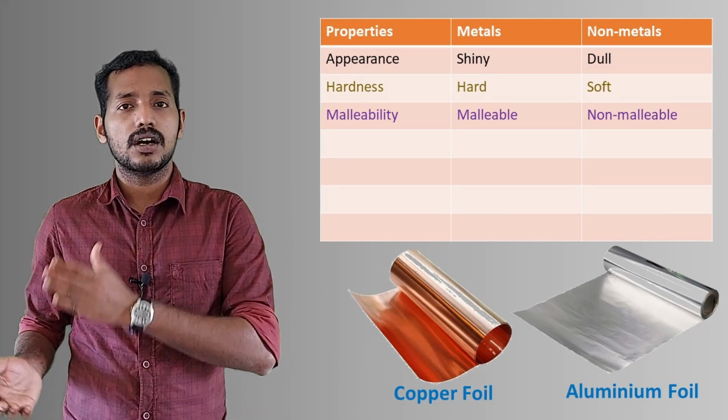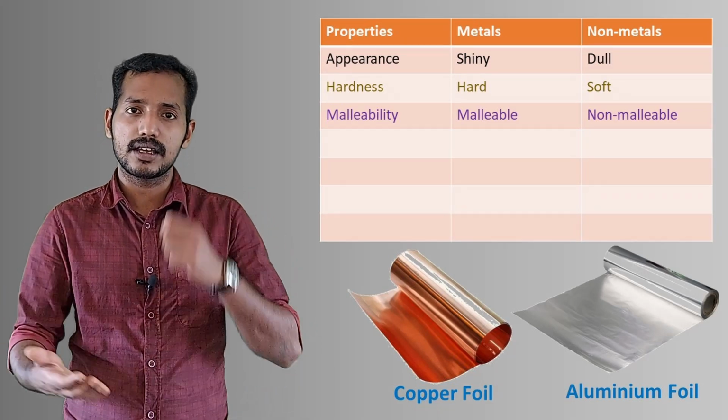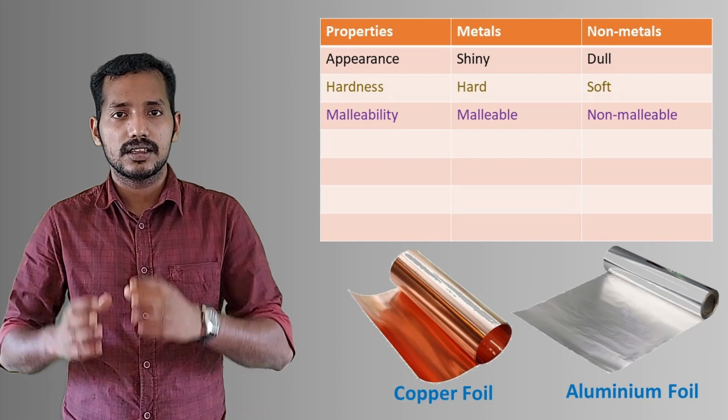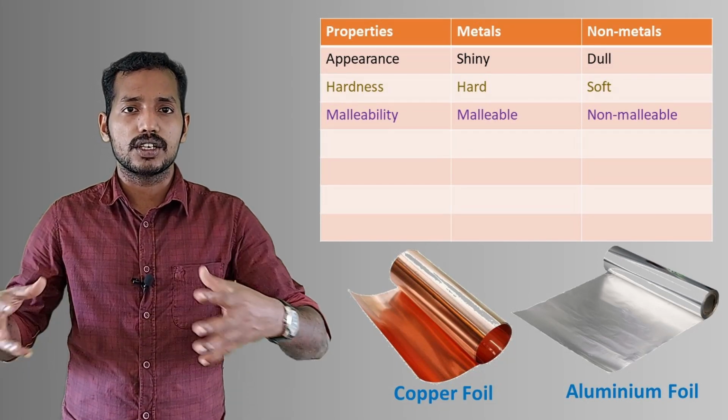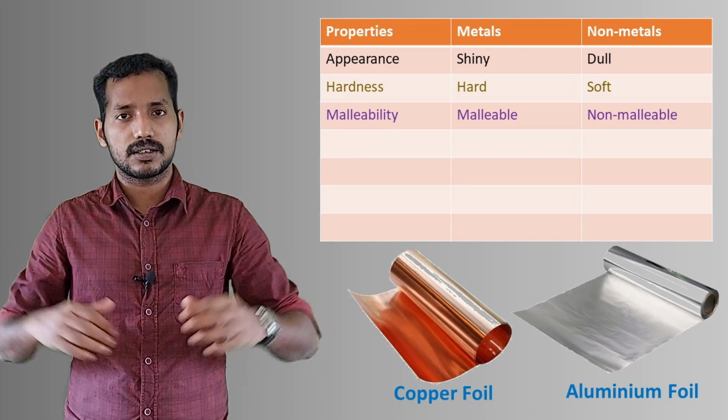While in case of non-metals, if you take a piece of coal and beat it with a hammer, you can observe that the piece of coal will be broken into small pieces. It cannot be beaten into a thin sheet.